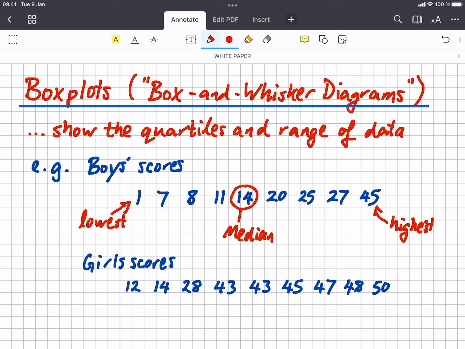There are 4 values below the median, so the lower quartile is between the second and third value. So the lower quartile is 7.5, and then there are 4 values above the median, so the upper quartile is between a 25 and a 27. So Q3, the upper quartile, is 26.